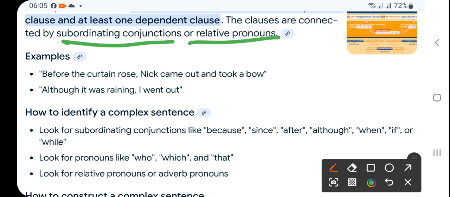Subordinating conjunctions mean words like because, right? As, right? And relative pronouns are WH words, right? I have written you why, because, so that's a why, right? So why is a relative pronoun.